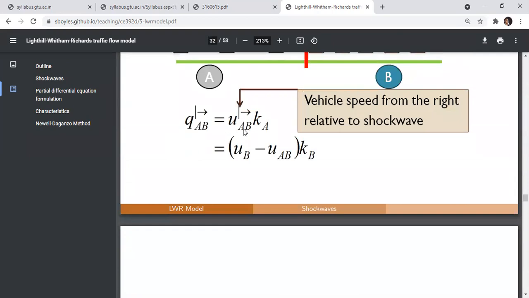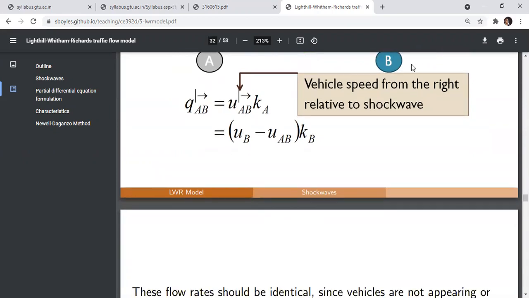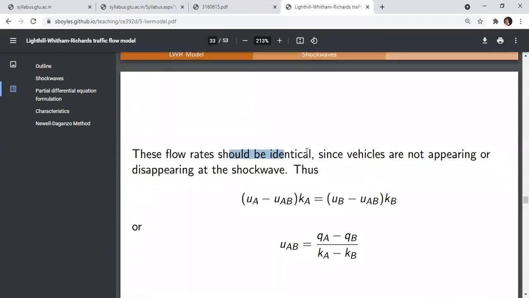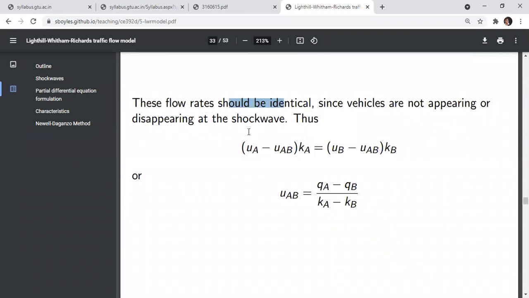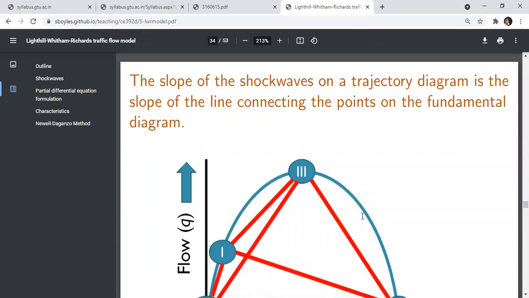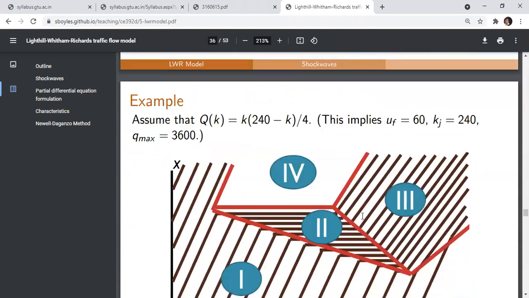So this is the mathematical equation: q_AB is equal to u_AB into k_A, u_B minus u_AB into k_B, the vehicle speed from the right relative to the shock wave. This flow rate should be identical since vehicles are not appearing or disappearing at the shock wave. Thus, u_AB is equal to (q_A minus q_B) upon (k_A minus k_B). The slope of the shock wave on the trajectory diagram is the slope of the line connecting the points on the fundamental diagram.